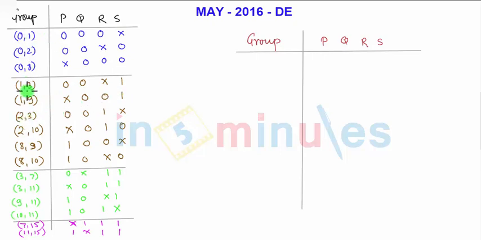Okay, so 0 1 compared with 2 3, P is 0, Q is 0, R is 0 and 1, only one bit is varying, where S is don't care, so this can be a group. So this is group 0 1 compared with 2 3, and the group is 0 0 don't care. Okay, similarly 0 1 with 8 9, P bit is uncommon, the rest of the bits are common, so it is don't care 0 0 don't care. So group number 0 1 8 9, and the group is don't care 0 0 don't care.